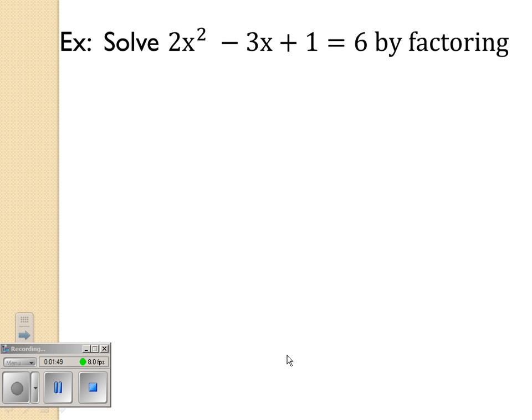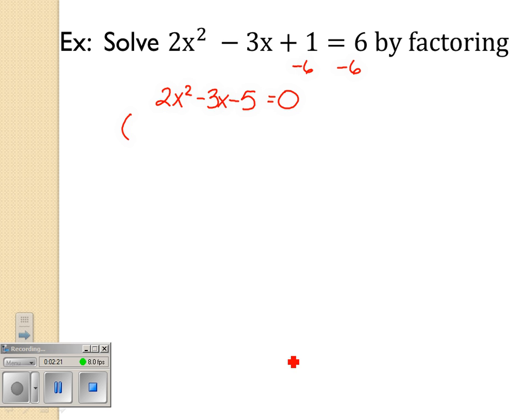So if we were to solve this quadratic equation, for example, first thing to notice on this one, it's not currently set equal to 0, so not all of our terms are over on the left-hand side together. You would need to move that positive 6 to the left before you begin trying to factor. So subtracting 6 from both sides, we get 2x squared minus 3x minus 5 equals 0.